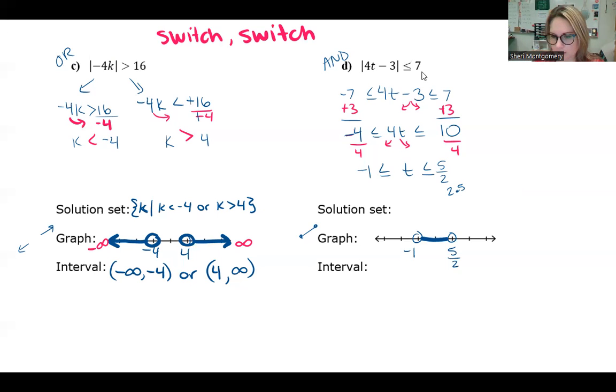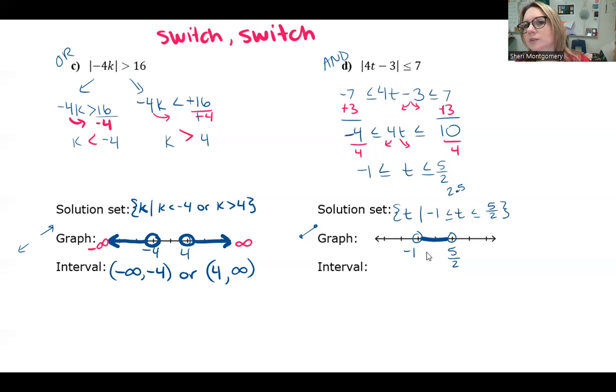So we're going to say the solution set, t such that, and then I'm going to write that inequality. t is greater than -1 and less than or equal to 5. I know that it's extra to write this little piece right here, but you'll see stuff like that on your quiz and stuff. So I want y'all to know what that part means.